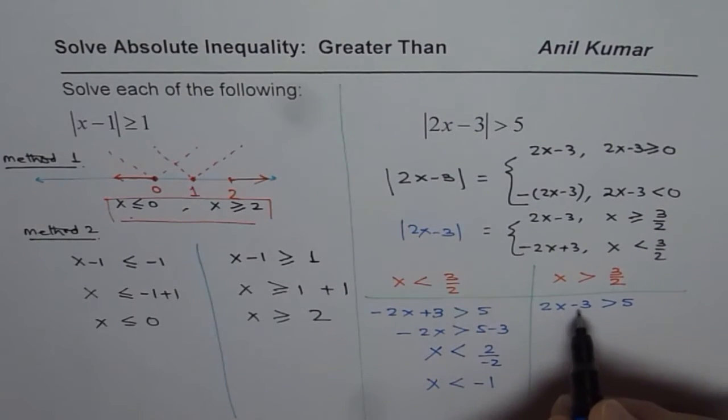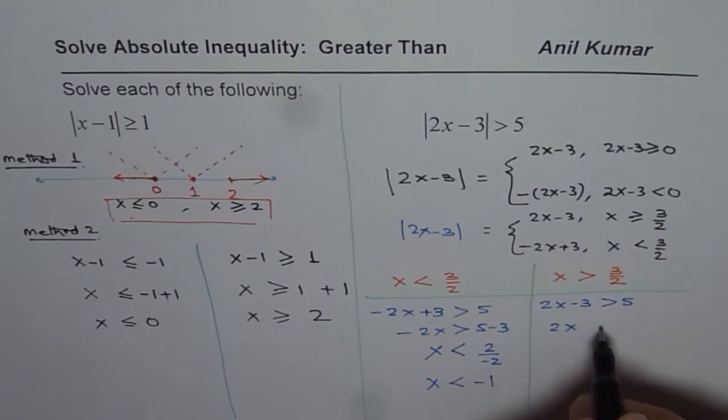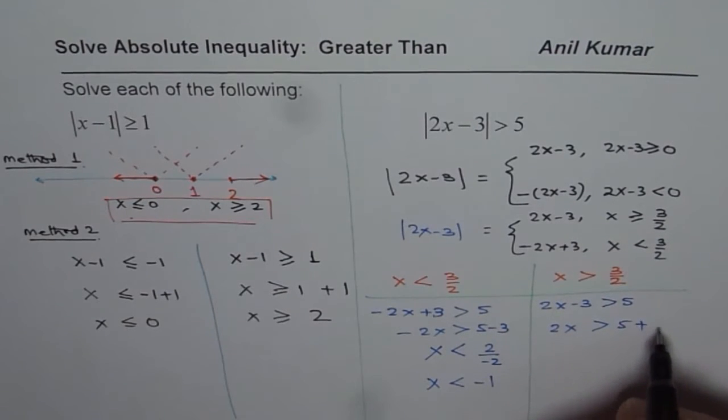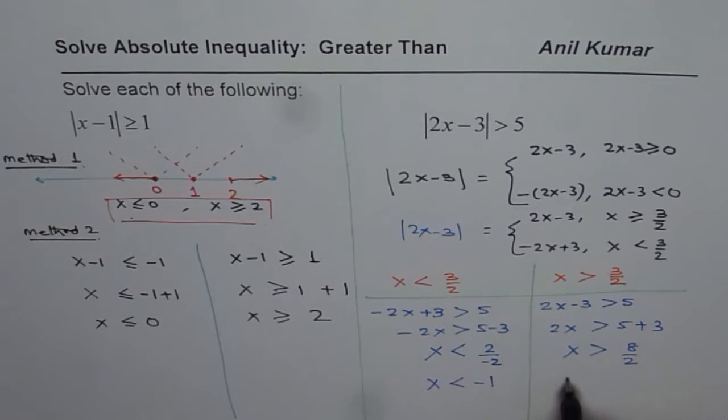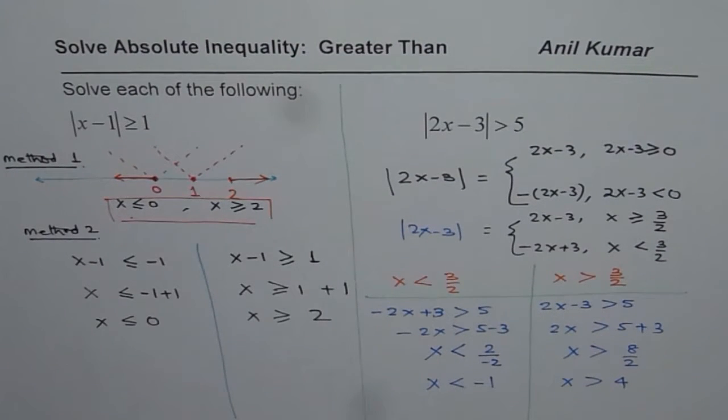And on the right side, let me take 3 on the other side, we get 2x is greater than 5 plus 3, which is 8, and x is greater than 8 divided by 2, or x is greater than 4. So that becomes the solution.